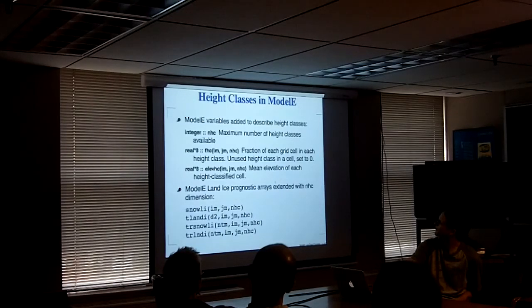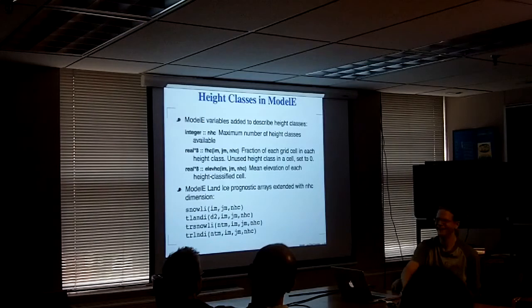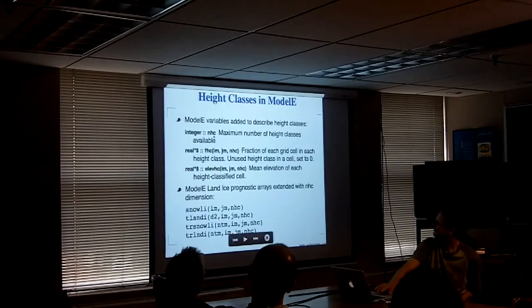Okay, so very quickly, we've defined NHC, the number of height classes. That's the maximum number of height classes, and that's in the run deck. It defaults to 1. So actually, the main branch of ModelE code is now using this height classified code, and hopefully nobody has noticed. But you can go into your run deck and monkey around and change NHC to something other than 1, and now you'll be running with height classes.